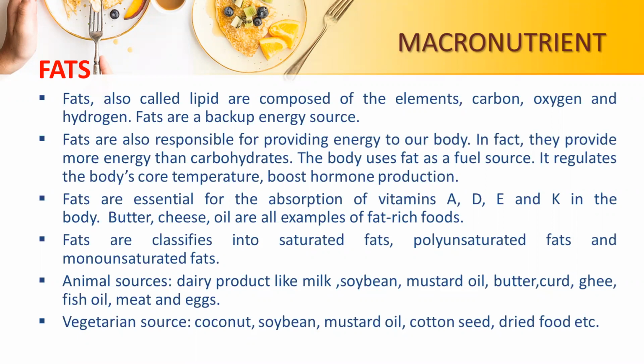It regulates the body core temperature and boosts hormone production. Fat is very essential for the absorption of vitamins A, D, E, and K in the body. Butter, cheese, and oil are all examples of fat-rich foods. Fats are classified into saturated fat, polyunsaturated fat, and monounsaturated fat. Animal sources of fats are dairy products like milk, butter, curd, ghee, fish oil, meat, and eggs. Vegetarian sources are coconut, soybean, mustard oil, cottonseed, and dried food, etc.